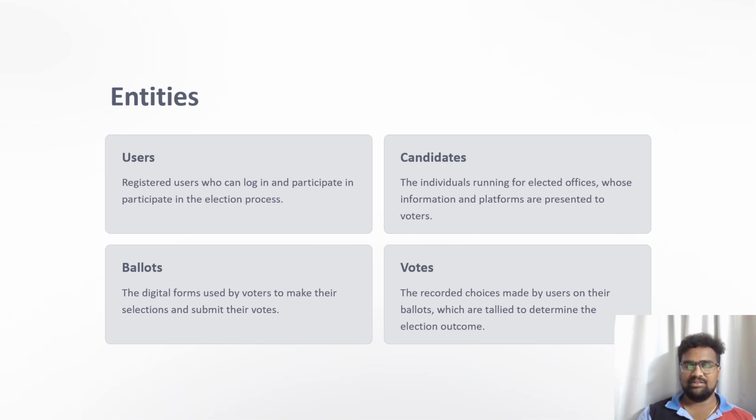Entities: users, candidates, ballots, votes. Users: registered users who can log in and participate in the election process. Candidates: the individuals running for elected office whose information and platforms are presented to voters. Ballots: the digital forms used by voters to make their selections and submit their votes. Votes: the recorded choice made by the user on the ballots, which are tallied to determine the election outcome.